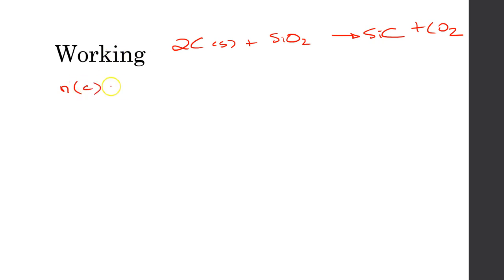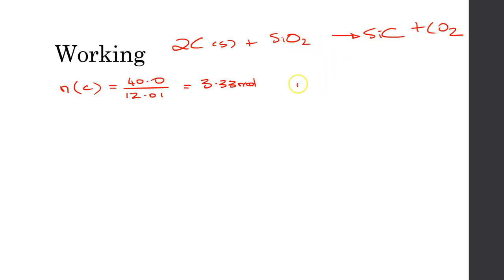Okay, so I'm going to write my equation up here if you want to work along with me. I've got 2 carbon reacting with silicon dioxide is going to produce silicon carbide and CO2. Okay, so from this, we're now going to work out the number of mole of carbon, and we were told we had 40 grams of carbon, so we're going to divide by 12.01 to work out the number of mole of carbon, and this is going to be equal to 3.33 mole.